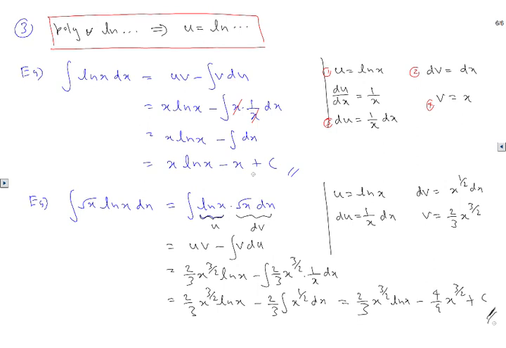Good. So we have already talked about 3 types. We have polynomials and trig functions, where we pick the polynomial. We have polynomials and exponential functions, where we again pick the polynomial. But if we have polynomials and log functions, we're going to pick the ln function as u.